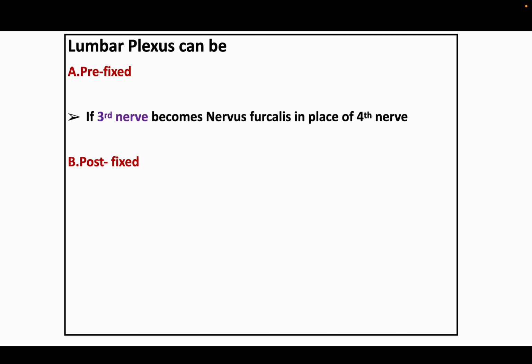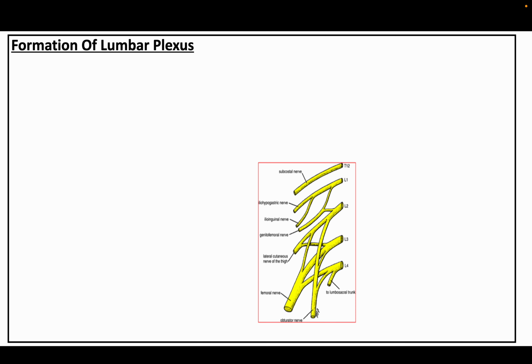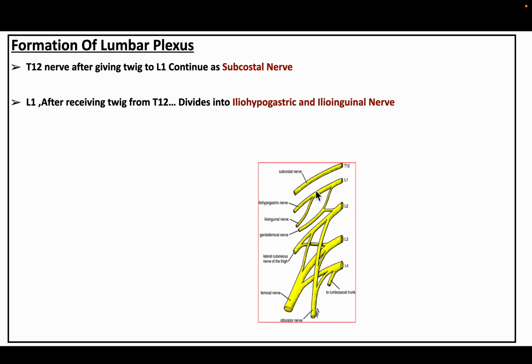Now lumbar plexus can be prefixed. If the third nerve becomes nervus furcalis in place of fourth nerve, we call it as prefixed. And if the fifth nerve becomes nervus furcalis in place of fourth nerve, we call it as postfixed. Now formation of the lumbar plexus: T12 nerve after giving twig to L1 continues as the subcostal nerve. L1 after receiving the twig from the T12, it divides into iliohypogastric and ilioinguinal nerve. Twigs from L1 and L2 they join to form the genitofemoral nerve.